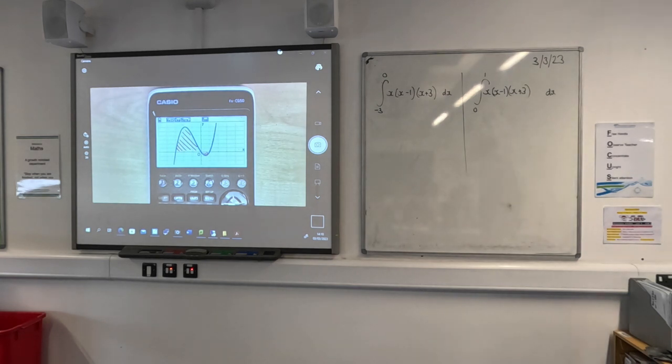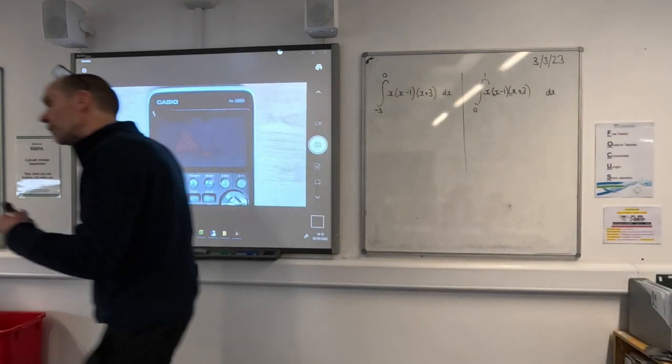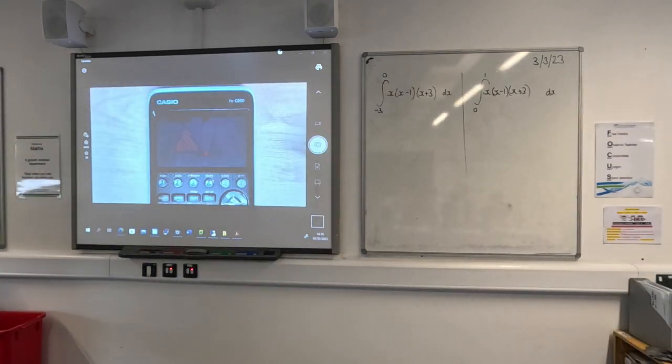Wait, so are you trying to work out the two areas? Yes, yes. So the two areas are these together. Of course, you're going to have to multiply out the brackets.